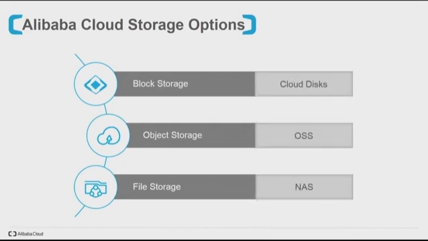Block storage is what we call cloud disk on Alibaba Cloud. Object storage is OSS, Object Storage Service. File storage is our NAS, which is network attached storage. So these are the three key categories or offerings. In the subsequent slides, I'm going to get into the details of these three categories.